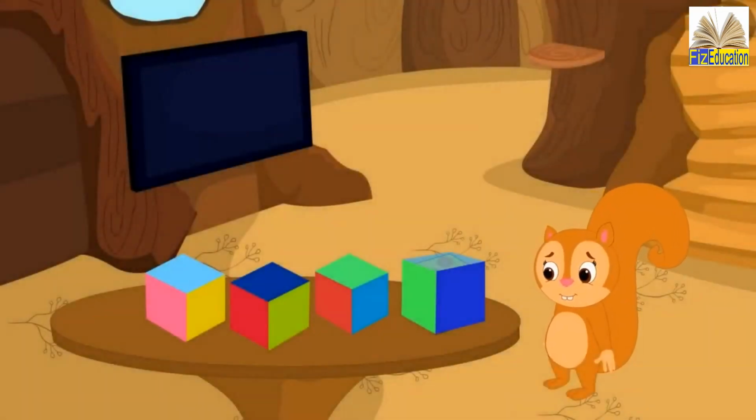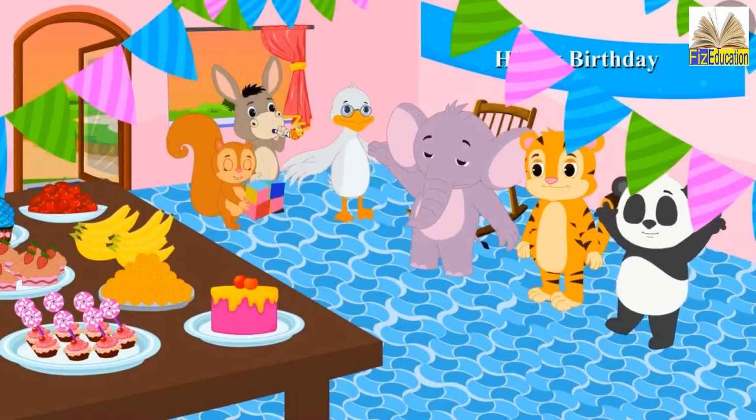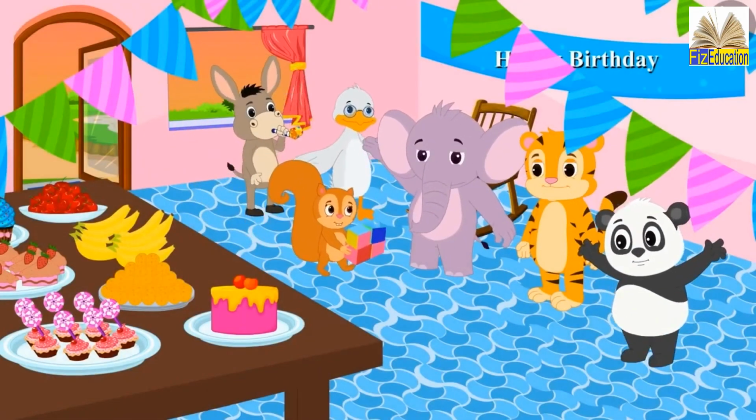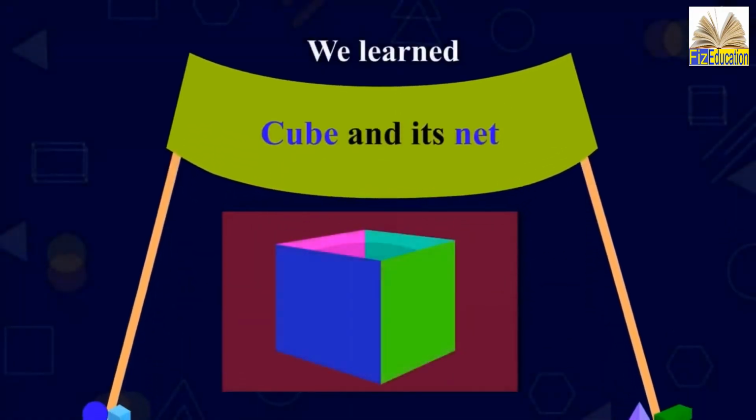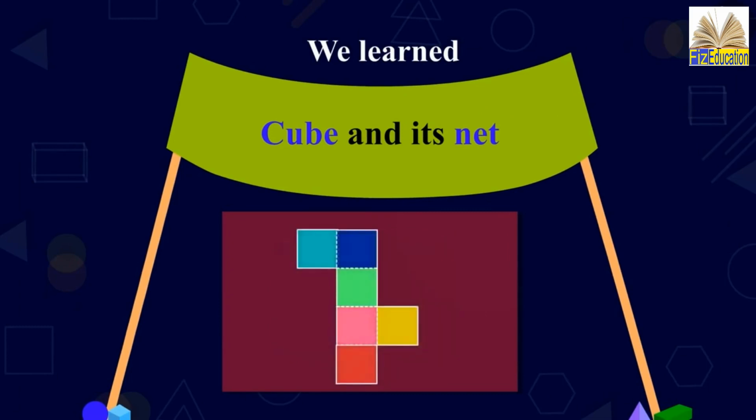Chanda's boxes are all ready and she is going to take them to Appu's party. Kids, in this lesson, we learned about the cube and its net. In the next video, we will learn more about 3-dimensional shapes and their nets.